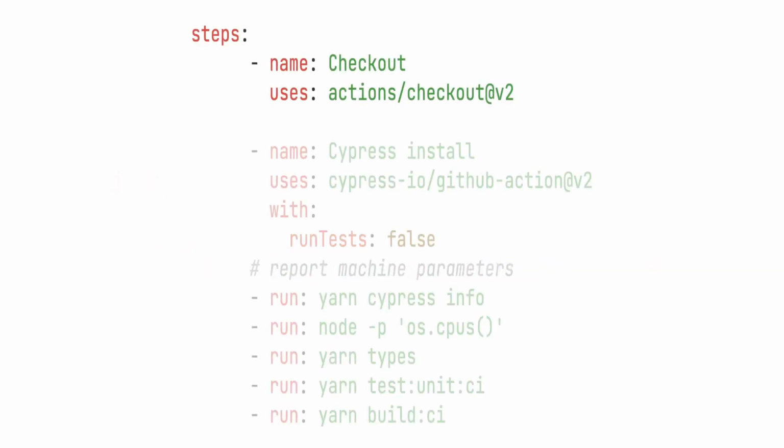The checkout action is maintained by GitHub and checks out our repo into our pipeline so that our workflow has access to it. The Cypress GitHub action is an action that is maintained by the Cypress team. Run test false instructs the workflow not to run our Cypress tests as we do not want them to run during this install step. These lines are outputting some machine info, which is useful for debugging. We are also checking our TypeScript types, running our unit tests, and building our app.